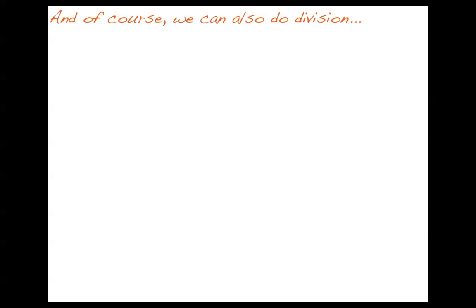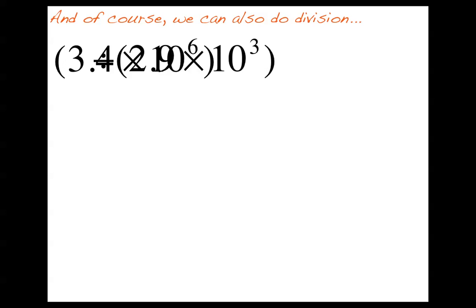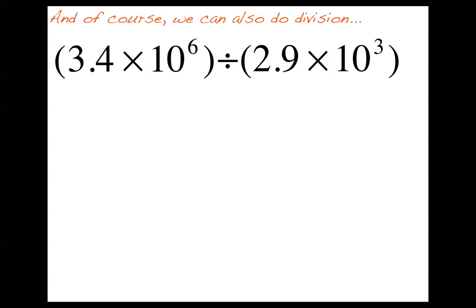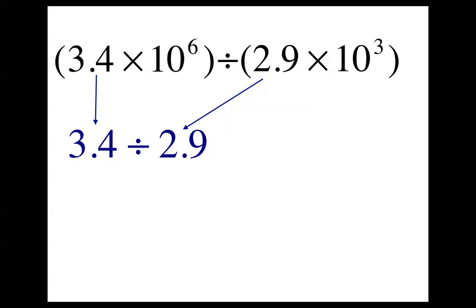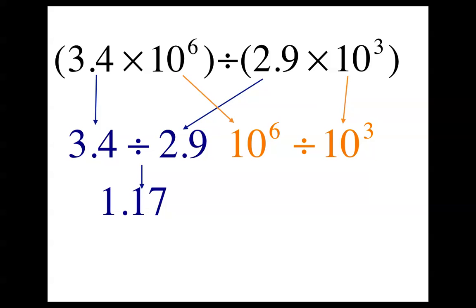And of course, you can also do division, so I'll just give you one example of that. Same problem as before, but I turned it into a division problem this time. We're going to do the same thing though. We're going to divide the front two numbers, and then we're going to divide the back two 10 numbers. You can just use a calculator for the front part. 3.4 divided by 2.9 comes out to about 1.17. I rounded that up, but we'll just leave it that way.